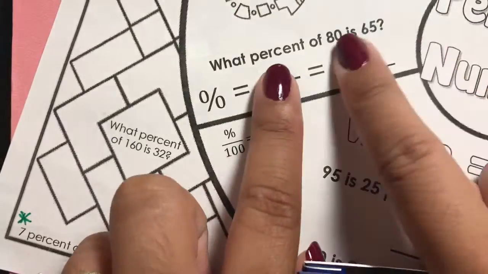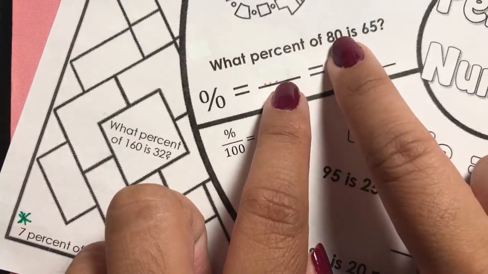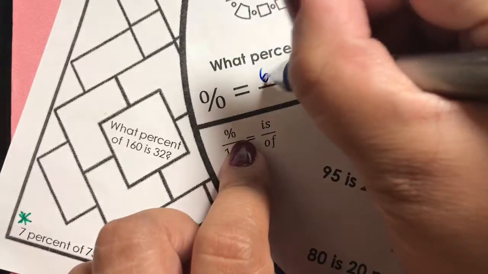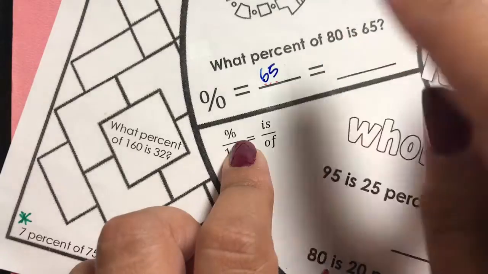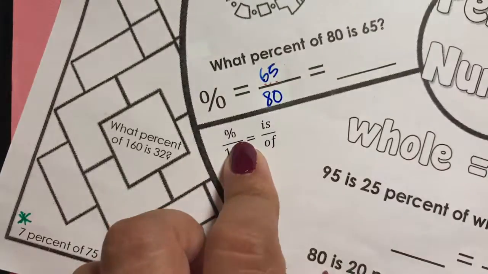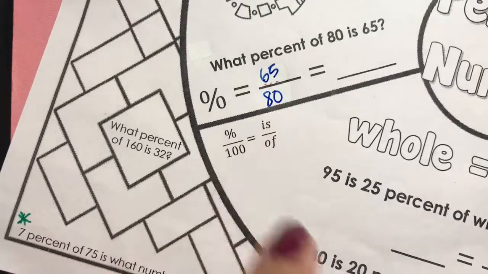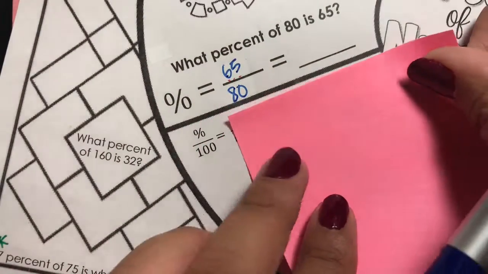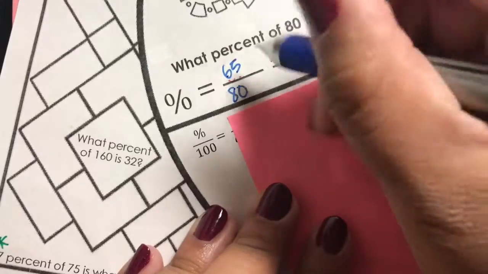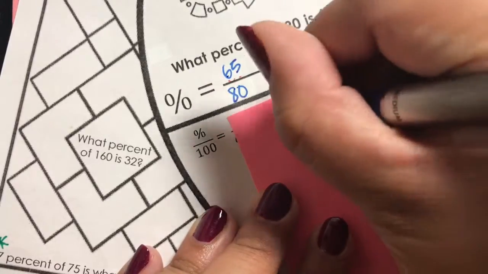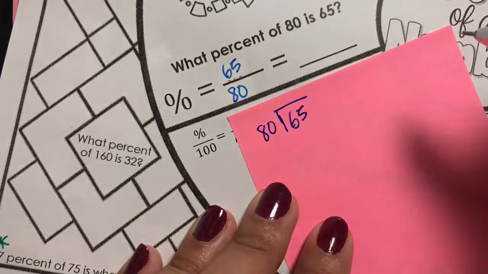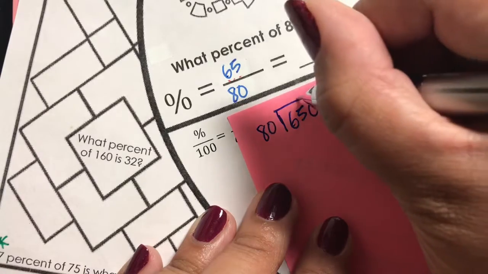So let's move on to this question. What percent of 80 is 65? Okay, so our part is 65, and the whole is 80. So it's 65 out of 80. If we divide 80 into 65, I'm just going to get a post-it over here because I'm running out of room. So remember, the numerator goes inside the house. The denominator is outside. Okay, so 80 can't go into 65. So we have to add the 0 and put our decimal.